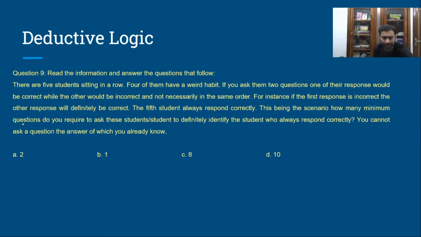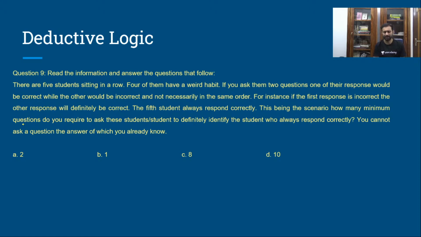The fifth student. We don't know which one will always be honest. It's a group. There are four people who have this habit. One of them is the first student, right? The fifth always answers correctly. This brings a scenario. How many minimum questions are required to definitely identify who always answers correctly? You cannot ask a question whose answer you don't know.